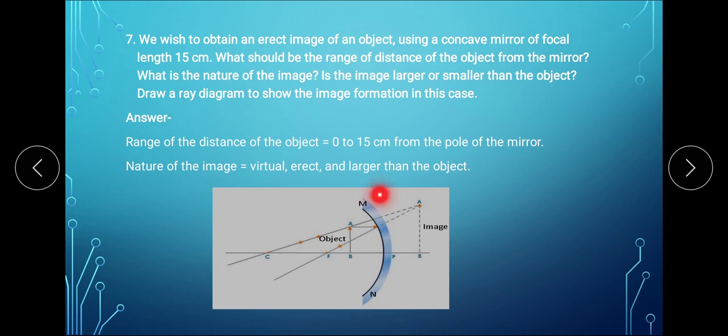You can easily draw a ray diagram. This is the sixth case. Object is between P and F. Image is formed behind the mirror, which is virtual, erect and enlarged.